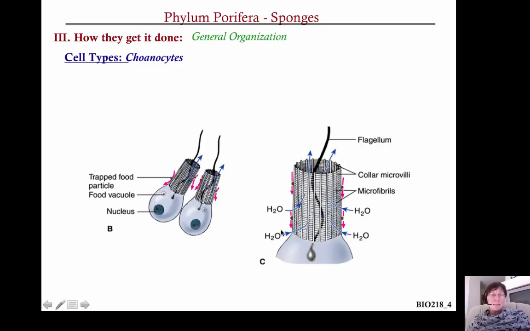And so what happens is food vacuoles then pick up the food particles here in the body of the choanocyte, draws it into the choanocyte, and ultimately will draw it into the body of the sponge, where it will be broken down intracellularly.